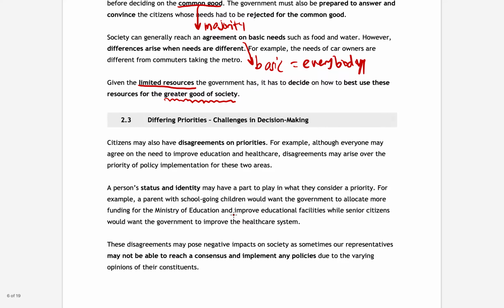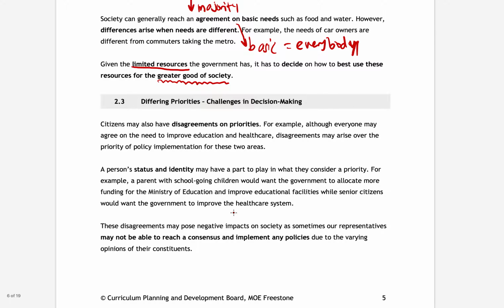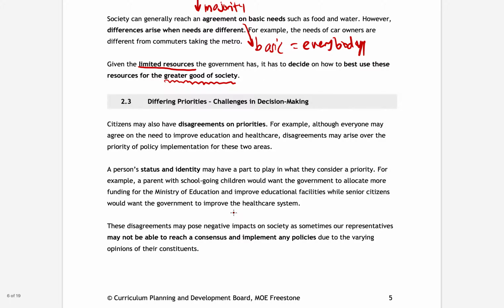Second part, differing priorities. Okay, so just now we said different needs and interests. Now we talk about different priorities. For example, everybody may agree that we need to improve education in Singapore. We need to improve healthcare in Singapore. But which should the government do and focus on first? People will disagree on that again.